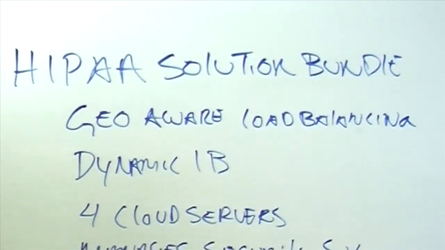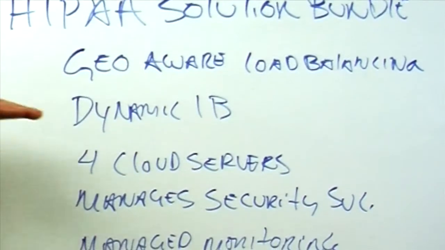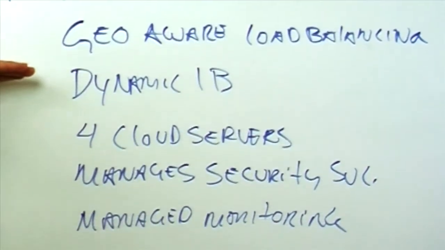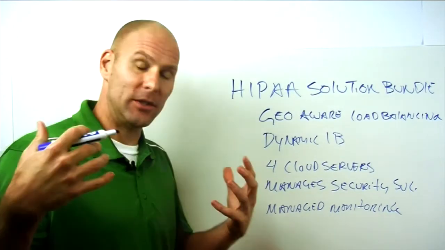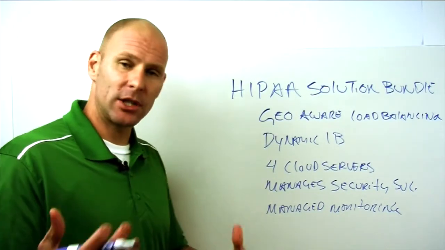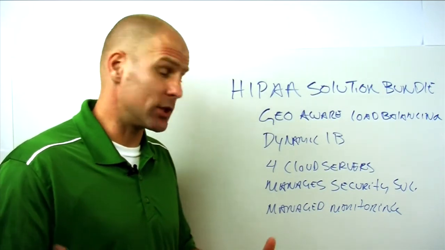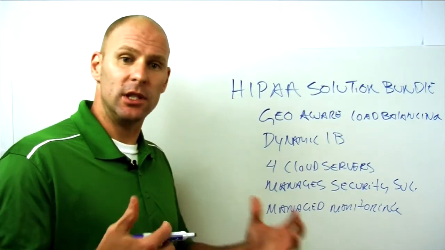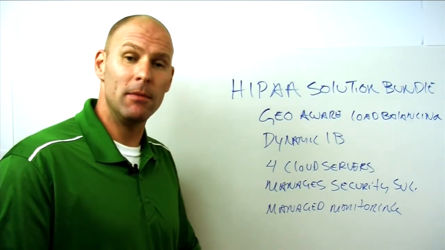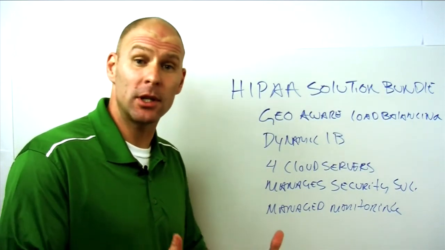Now, the cool part about this, if you want to change this and add more cloud servers, only go in one data center to start, or mix and match and add additional services from GoGrid, if you want to deploy block storage or cloud storage, or go with maybe even some dedicated servers, we can add these into the solution bundle and still give you everything that you need to get started. Make sure that your infrastructure is ready to help you be HIPAA compliant.